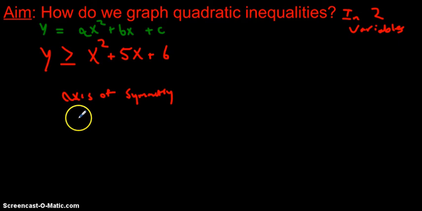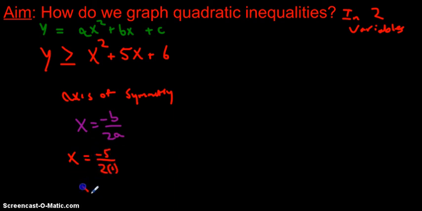Okay, the axis of symmetry can be found by this formula here: x is equal to minus b over 2a. The axis of symmetry is the line that cuts through your parabola. So in this case, x is equal to minus 5 over 2 times 1, so x is equal to -2.5. That's the location of our vertex on our parabola.